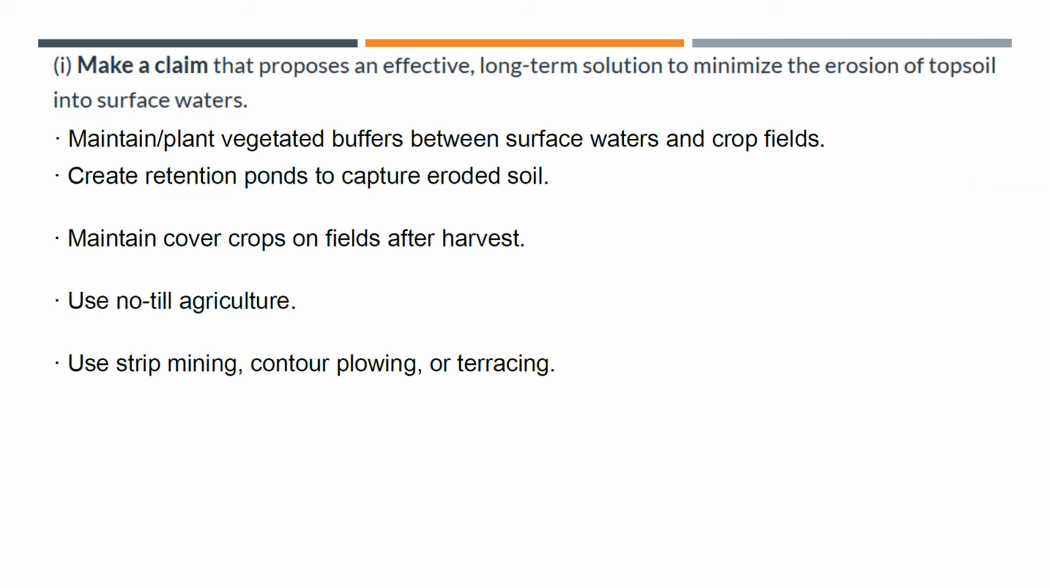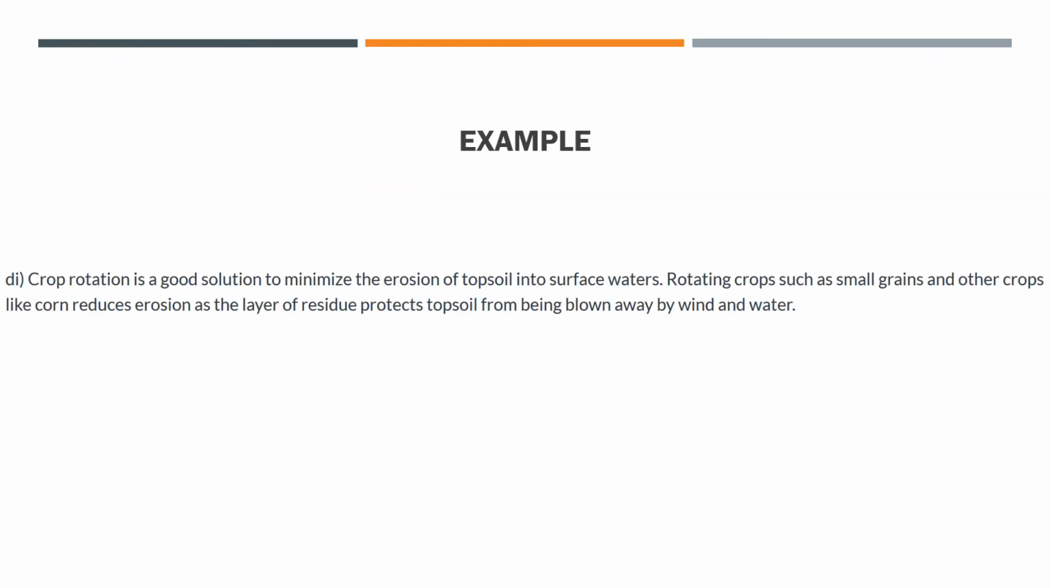Here are the correct answers to number 1. We're going to concentrate on maintaining cover crops on fields after harvest. Crop rotation is a good solution to minimize the erosion of topsoil into surface waters. Rotating crops such as small grains and other crops like corn reduces erosion as the layer of residue protects topsoil from being blown away by wind and water. Good answer.